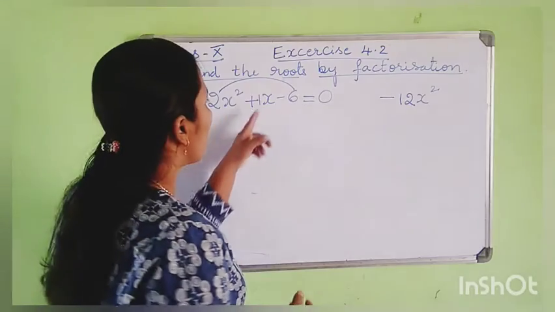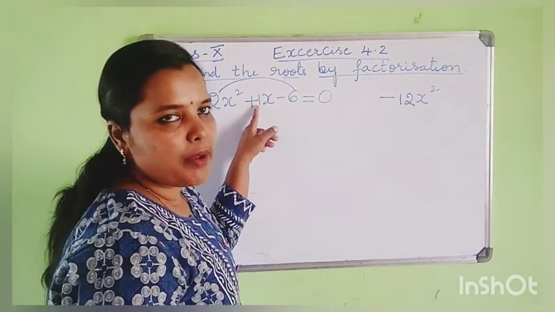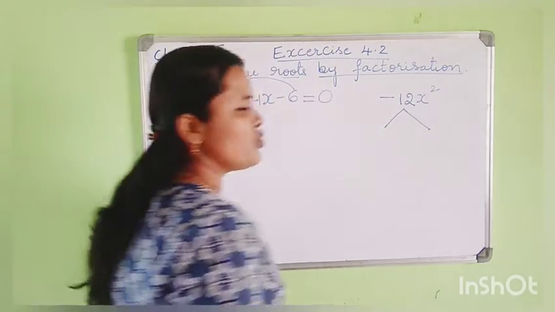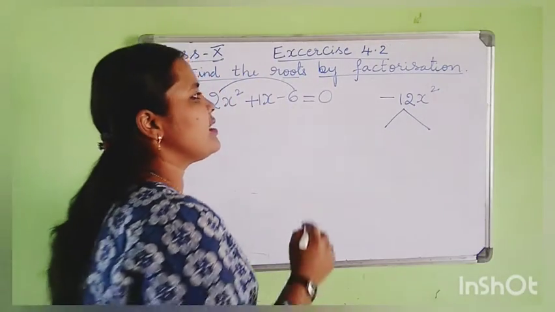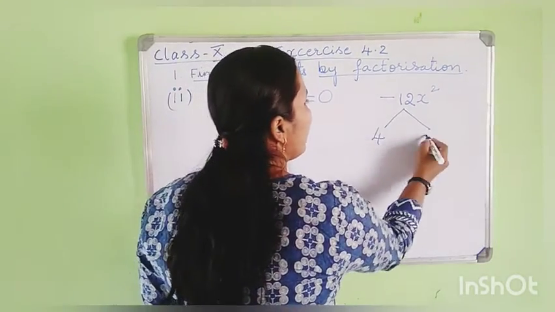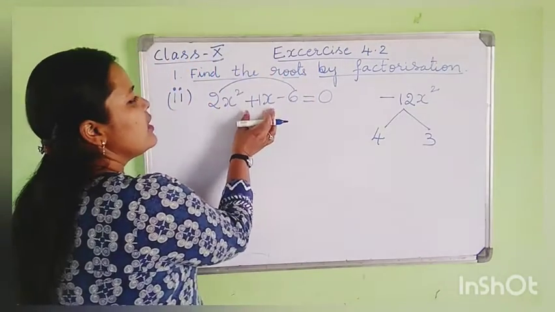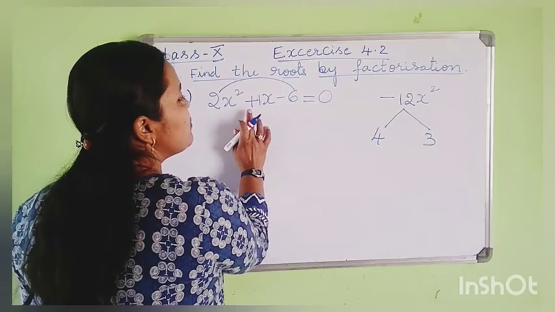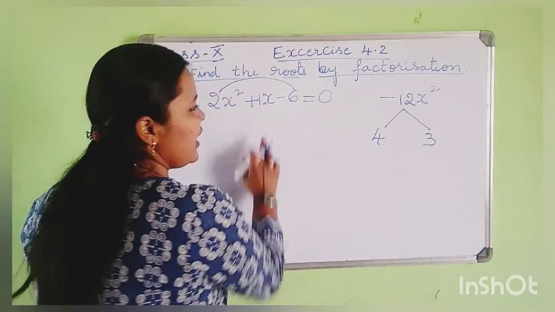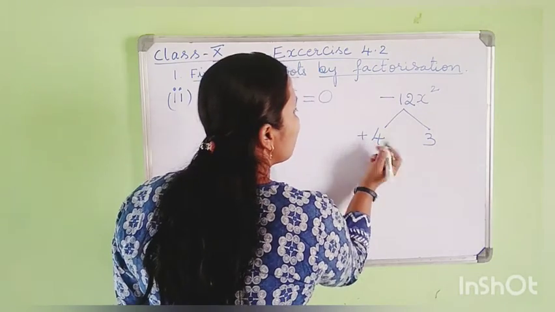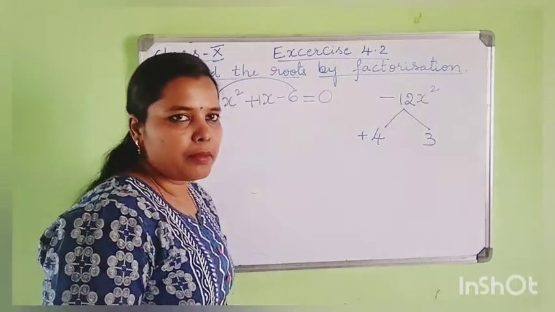If there is no coefficient for x, there will be 1. So now you can take the factors of 12. So obviously that is 4 and 3, right? I told you, first see which sign we want greater, plus 1x, right? Plus 1x. Therefore, I will take positive sign in the greater number, right?